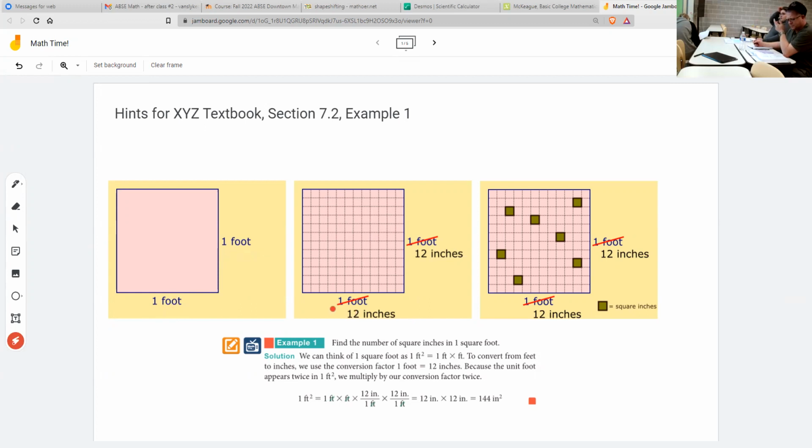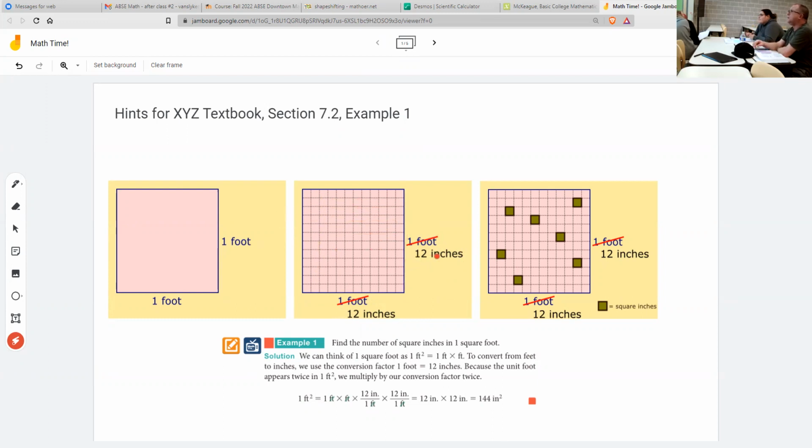So we have to change each of these into inches. If we multiply this bottom foot by 12, then we're making 12 cuts up and down. When we multiply this side by 12, we're taking each of these and cutting it. So we're making 12 slices sideways.